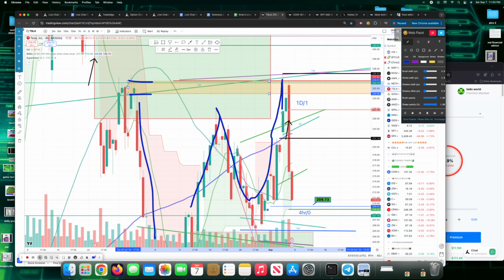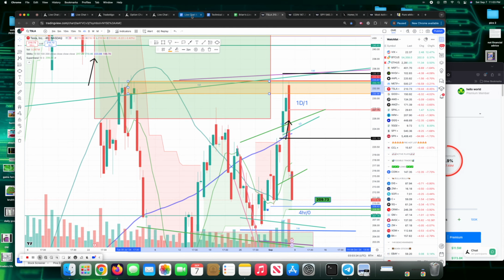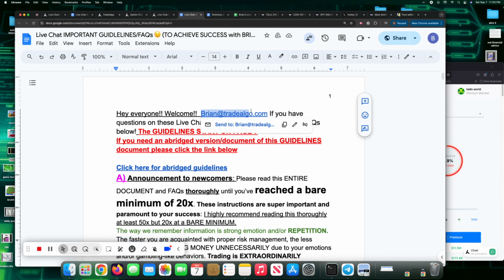Did news kind of help? Yes. Sometimes news will work in confluence with your technical analysis. And just go for your measured move. Half, and if it creates the full move, just kudos. Amazing, right?